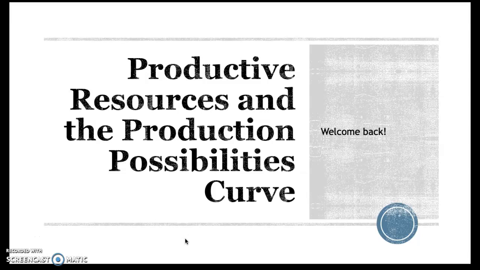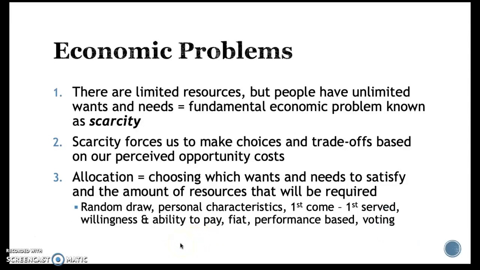Today we are going to talk about different types of productive resources as well as looking at what a production possibilities curve is. So as a brief review of what we looked at last week, we talked about the fundamental economic problem known as scarcity. Now remember, there are limited resources, limited money that people have. However, our wants are unlimited. So that leads to what's known as scarcity. And scarcity forces us to make choices and trade-offs based on our perceived opportunity costs.